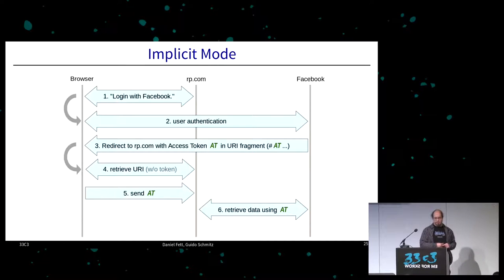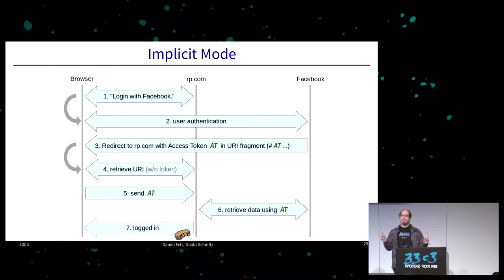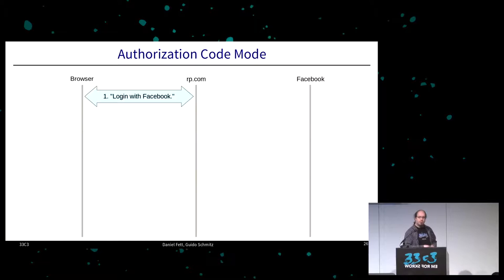Or it can retrieve a user identifier and then consider this user to be logged in and issue, for example, some cookie. So this is the implicit mode. There's also the authorization code mode.